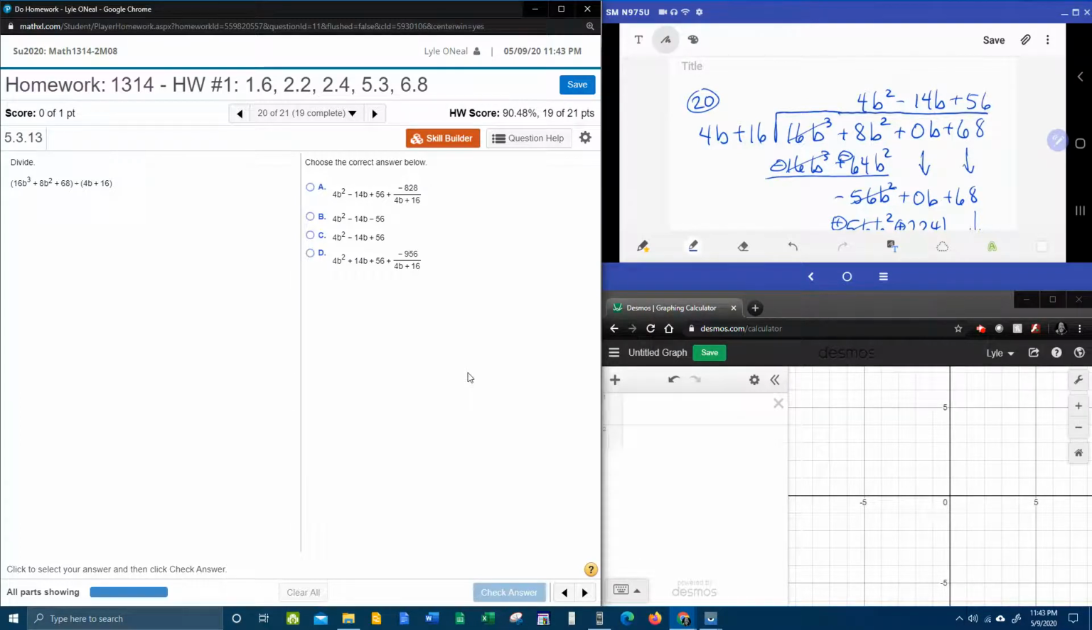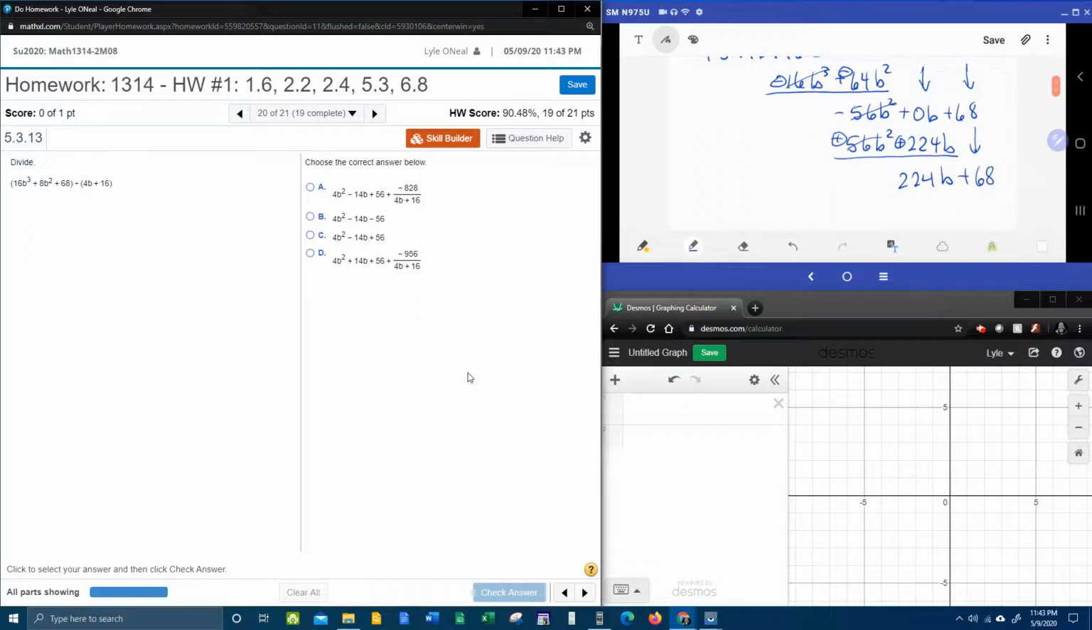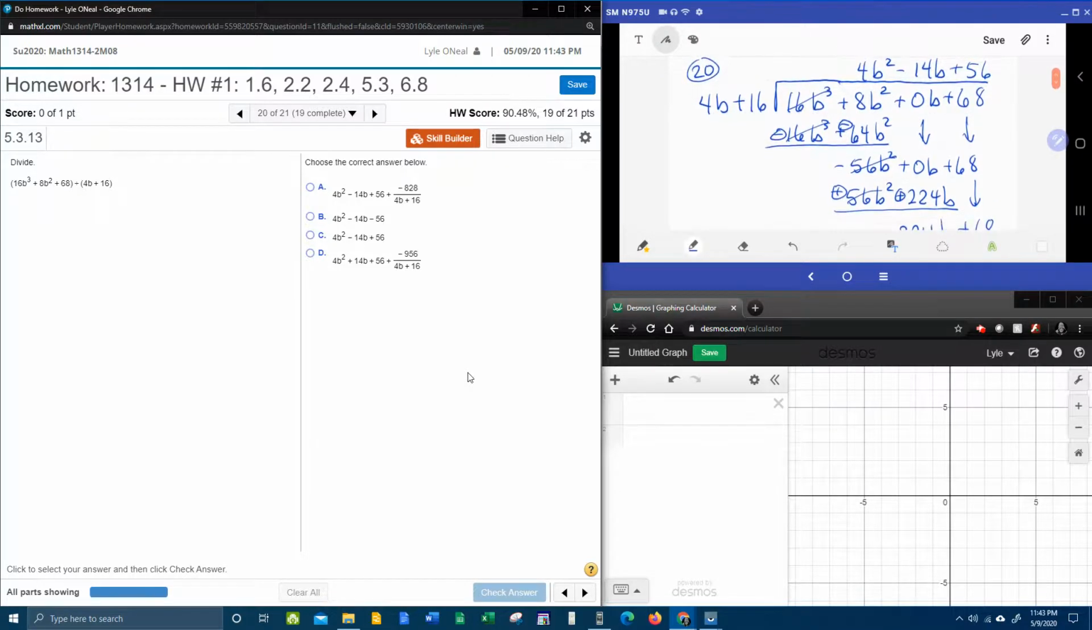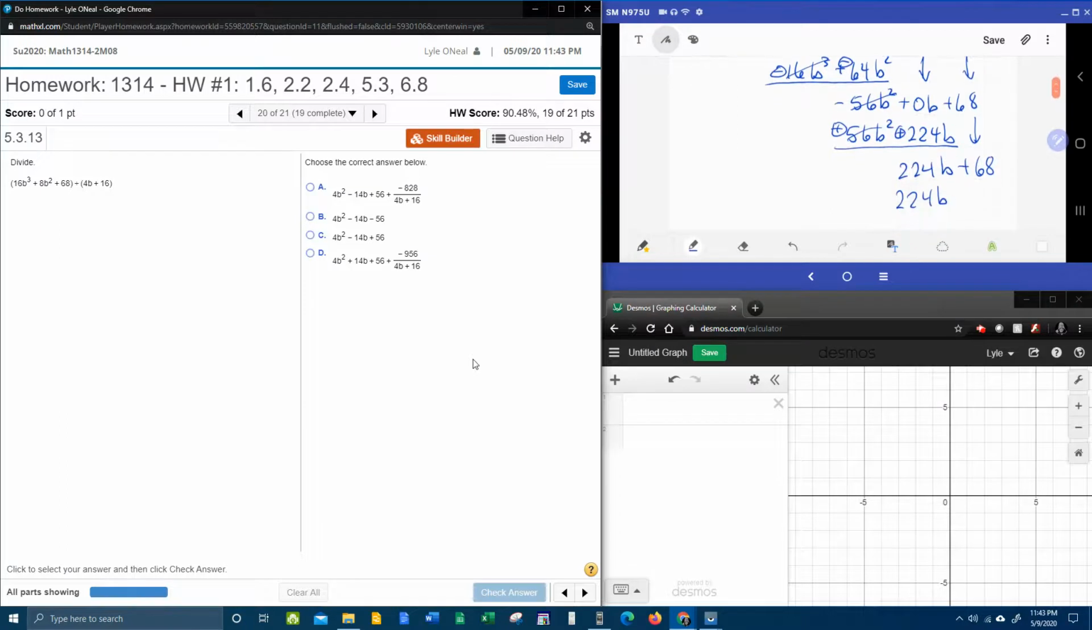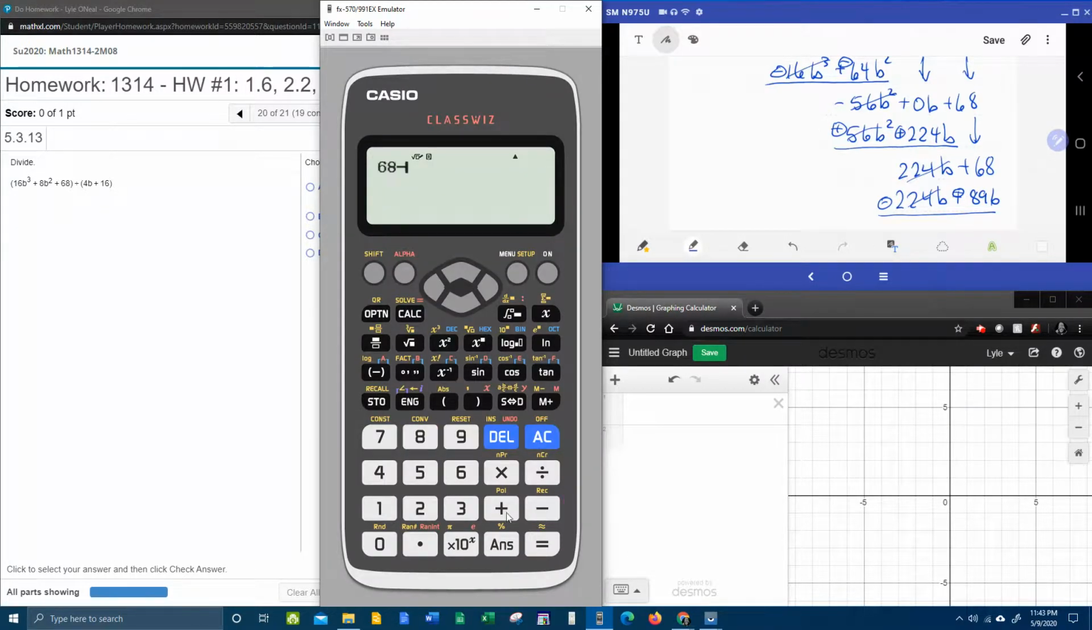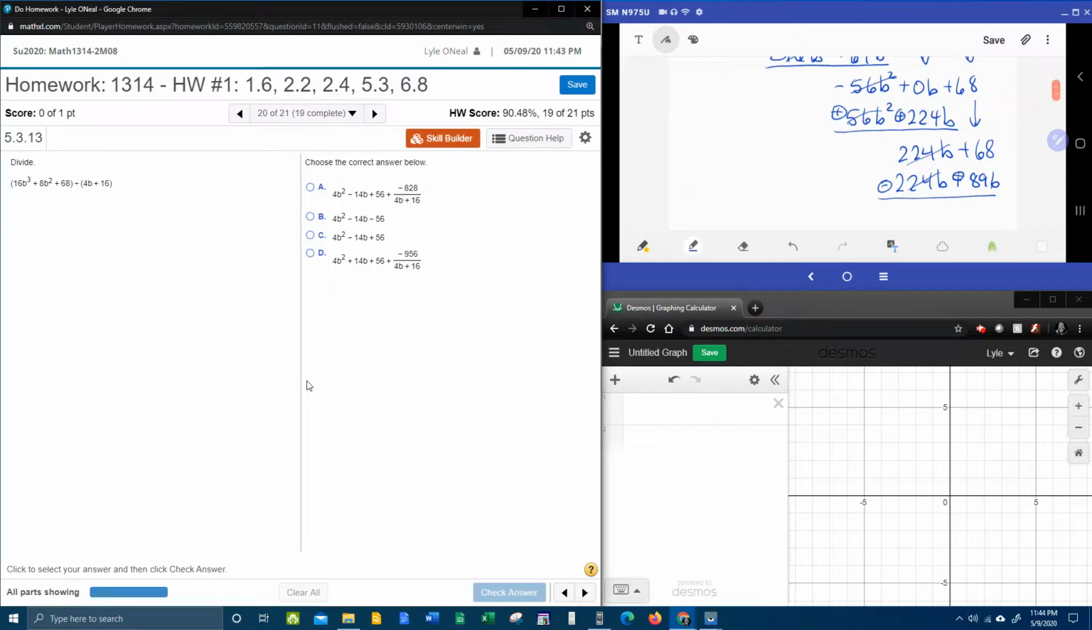The 56 is going to need to distribute, okay? 4 times 56, 224b. I designed it that way. And then 56 times 16. 896. Man, these numbers are big. Plus 896. Draw the line, change the sign, and then combine. What is 68 minus 896? Negative 828. And that is our remainder. The remainder is negative 828.